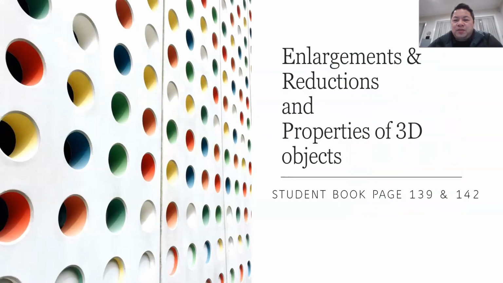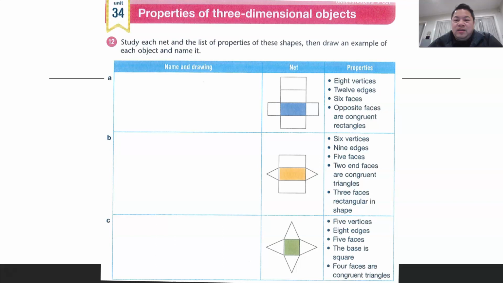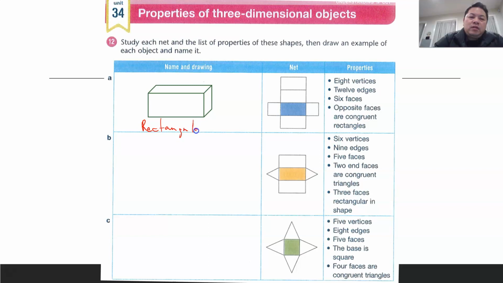Next part is on properties of 3D objects. So again, it's a revision. We have done a little bit on this on nets. So now you are given a net. You're supposed to draw the 3D diagram over here. So this is known as a rectangular prism, isn't it? Rectangular prism. And the rest, you're supposed to complete them. I'm quite certain you'll be able to draw them and name them accurately. We'll discuss the answer during the next lesson.